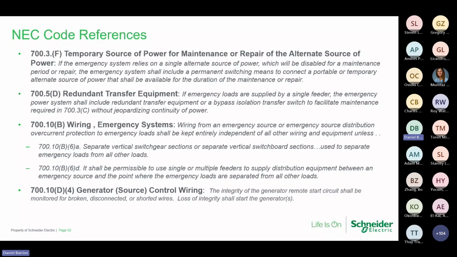Looking at 710B, the wiring, this one I always pose to you, and I know we have a couple of different firms online, but one takeaway is that you have to have separate vertical sections in our paralleling switchgear used to separate emergency loads from the other loads. However, reading a little bit further down, it shall be permissible to use a single or multiple feeder to distribute equipment between the emergency source and the point where the emergency sources are separated from all other loads.